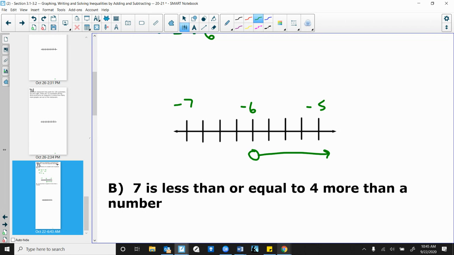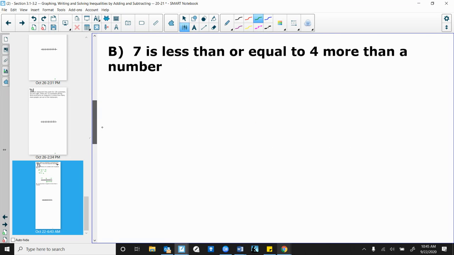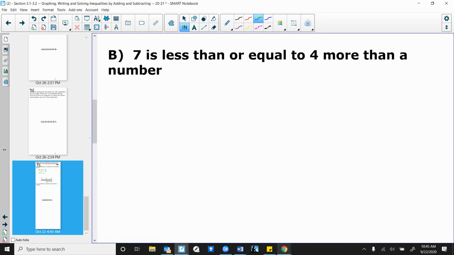Good. How about 7 is less than or equal to 4 more than a number? Lena, what was your inequality? I got 3 is less than or equal to x. Give me it before you solved it. Oh, 7 is less than or equal to x plus 4. Good. Then you subtract 4 and end up with 3 less than or equal to x, and then you flipped it. I think that always helps. If you don't want to flip it, that's fine, but I think it helps to graph it.